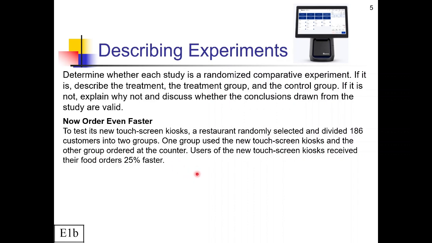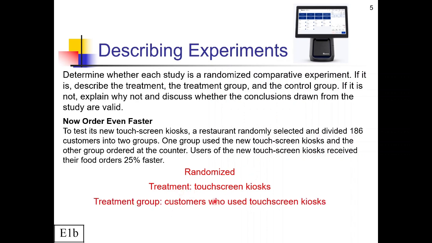So first off, is this a randomized study? Well, it looks like it is. It literally says the restaurant randomly selected and divided all these people into two groups. So this is randomized. That means that we can talk about a treatment group and a control group. The treatment in this case, it seems kind of funny to call it that, was the touchscreens. The treatment group are the customers who got to use the touchscreens, and the control group were the customers who just went to the counter.